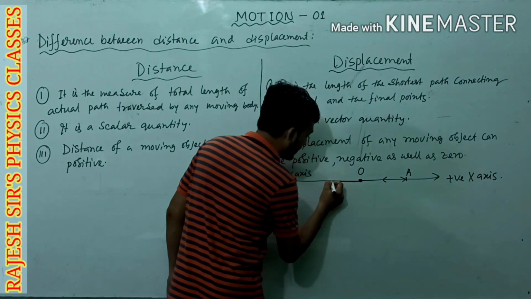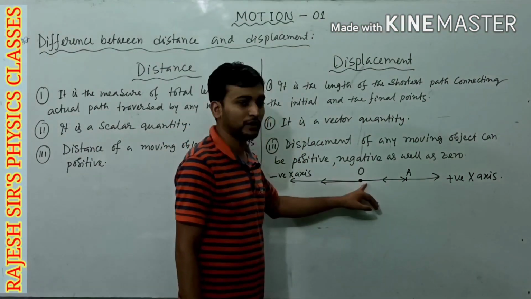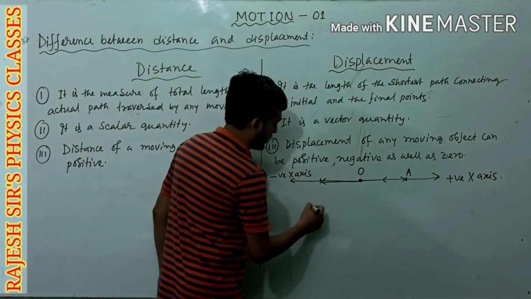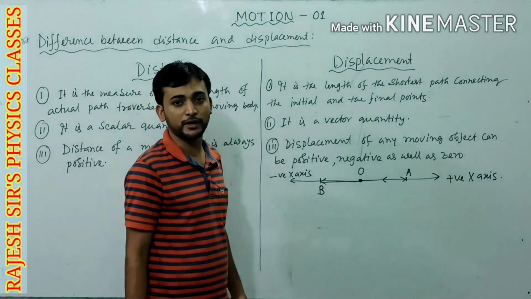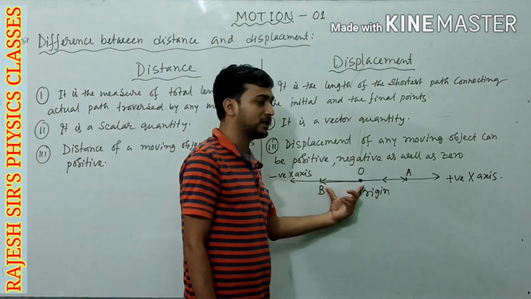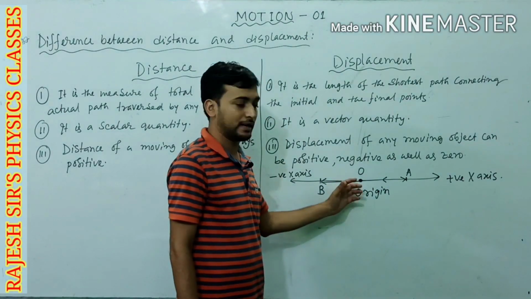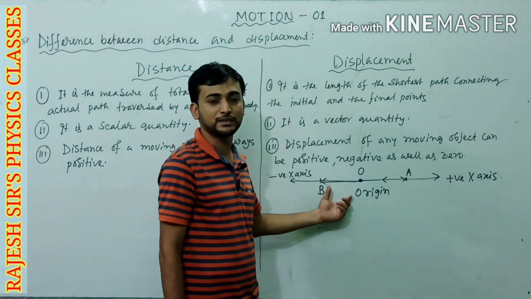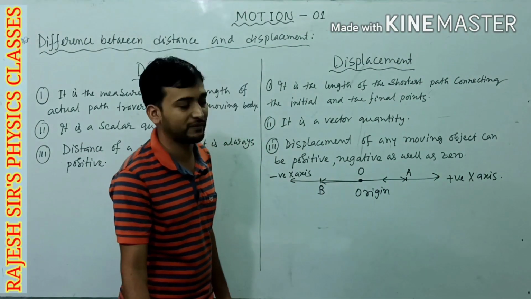Now if the body keeps on moving towards left after crossing the initial point, and it reaches the point B, so what will be the separation between the final point and the initial point? This one, and this separation is lying towards the negative x-axis, so in this case the displacement is coming negative. Okay, I hope you people have understood this.